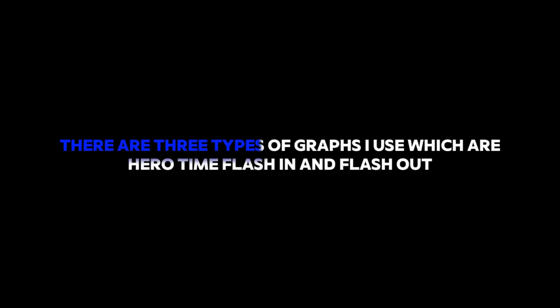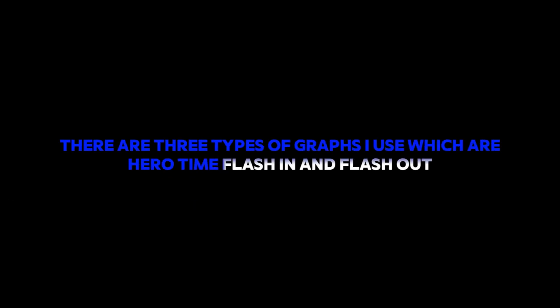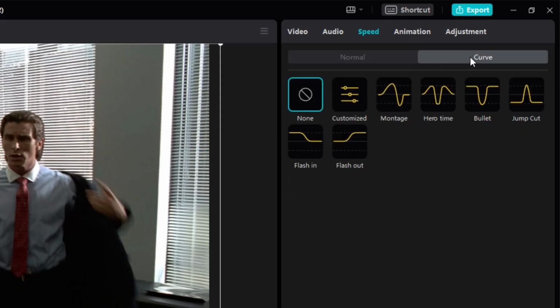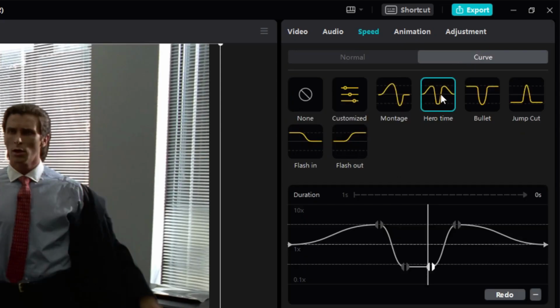There are three types of graphs I use, which are Hero Time, Flash In, and Flash Out. This is basically a speed graph that we will use to make this clip smooth. There are 4 points in Hero Time.